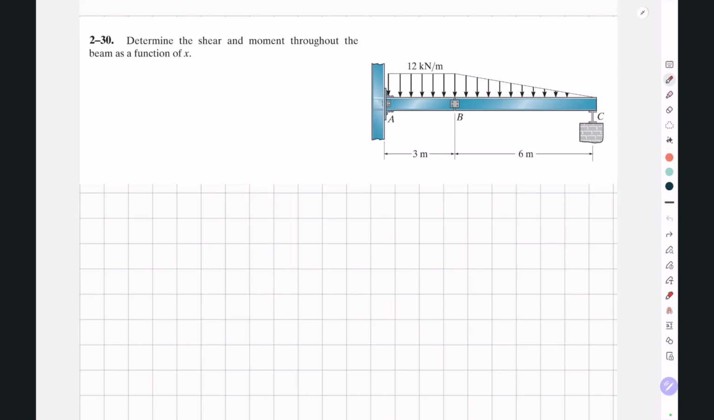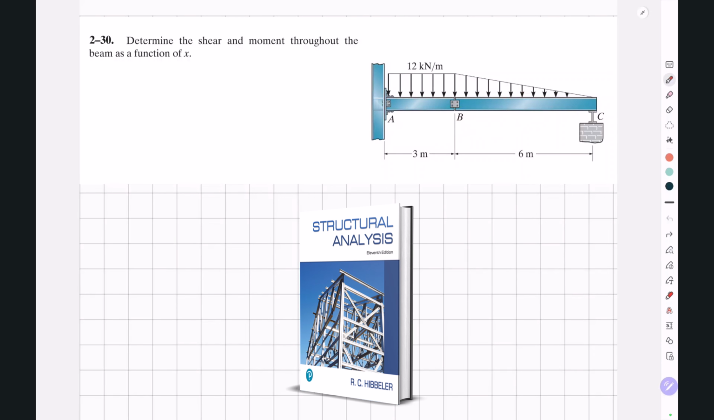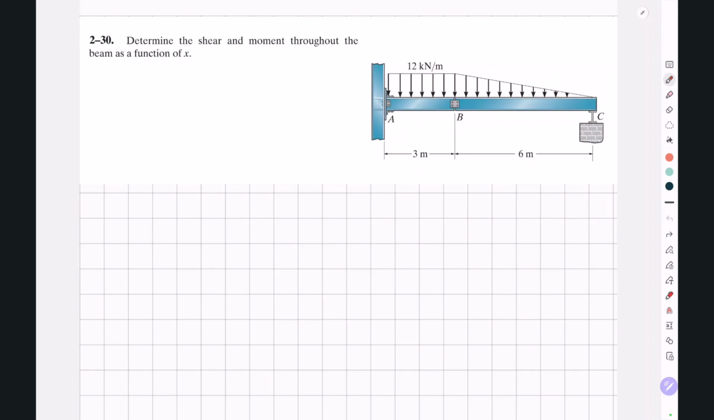In this example, which is selected from Hibbeler's structural analysis, we have a propped cantilever beam with a total length of 9 meters. So at the left end or point A, we have a fixed support, and at the right end or point C, we have a roller support. At point B, or a distance 3 meters from the left end, we have an internal hinge.